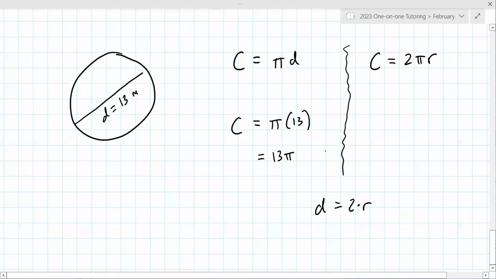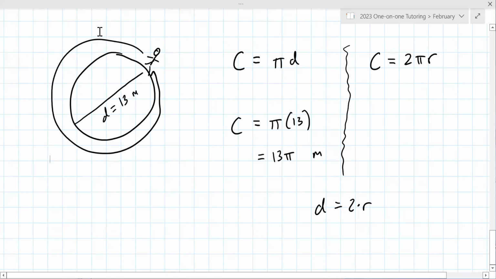And what are the units of circumference, if you know? Meters. Yeah, because the circumference is like a walk around. It's like literally you walking all the way around. If someone asks you how far you walked, you say, I walked all the way around. Meters are correct there.